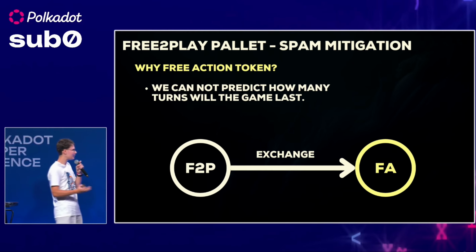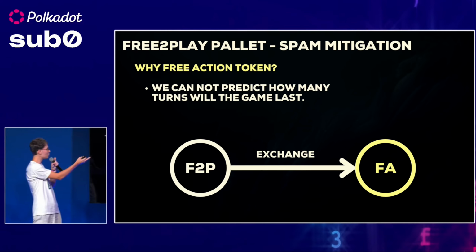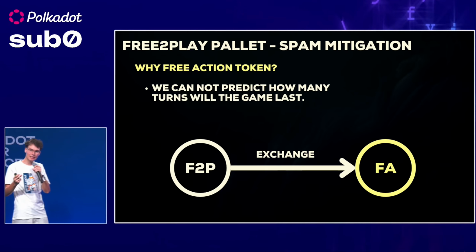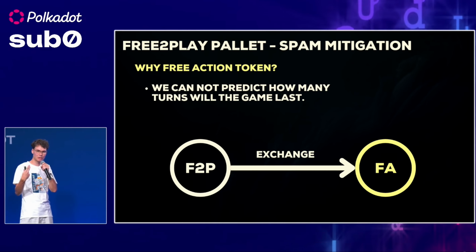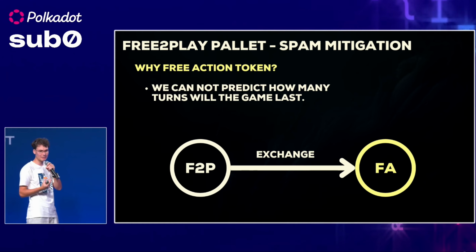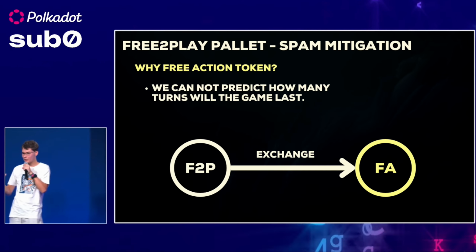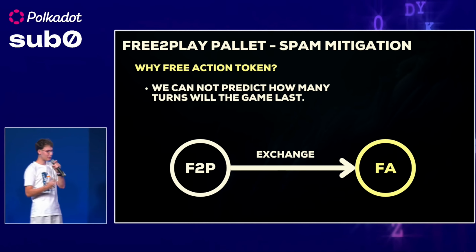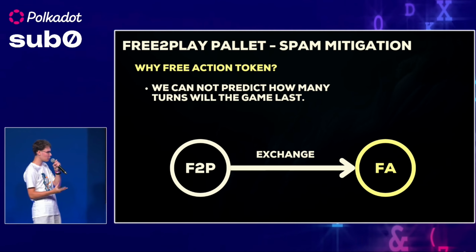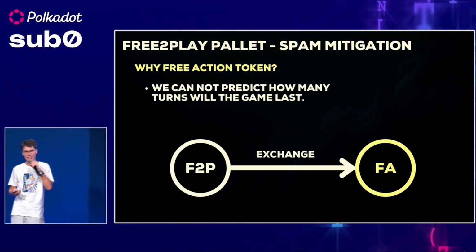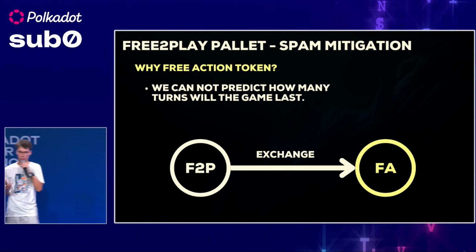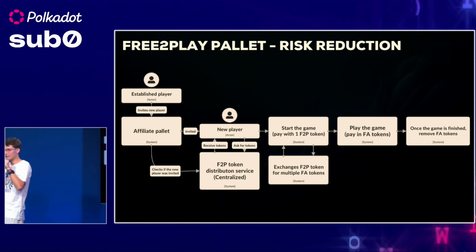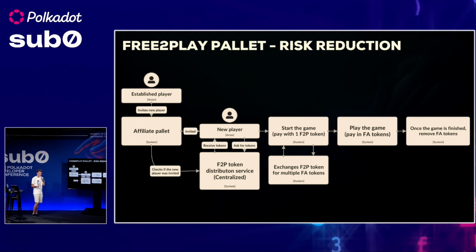And why did we introduce the second token, the free action token? It's because we cannot predict how many transactions the players will spend on that game. So maybe if we think that the game will last for like 100 transactions, then we can give them maybe double of that amount, so 200 free action tokens. And this way they would be able to finish it, and we can calculate it much better. And we are also focusing a lot on reducing any risks.